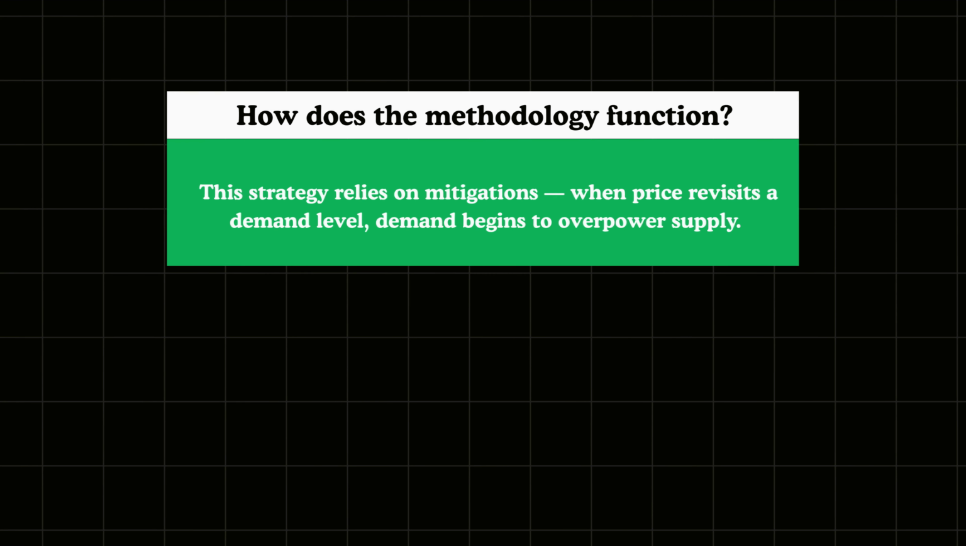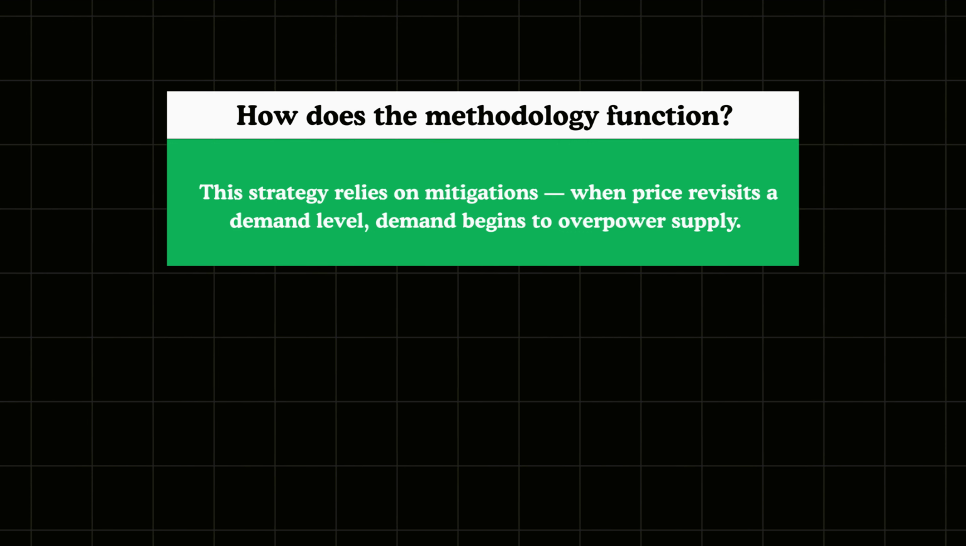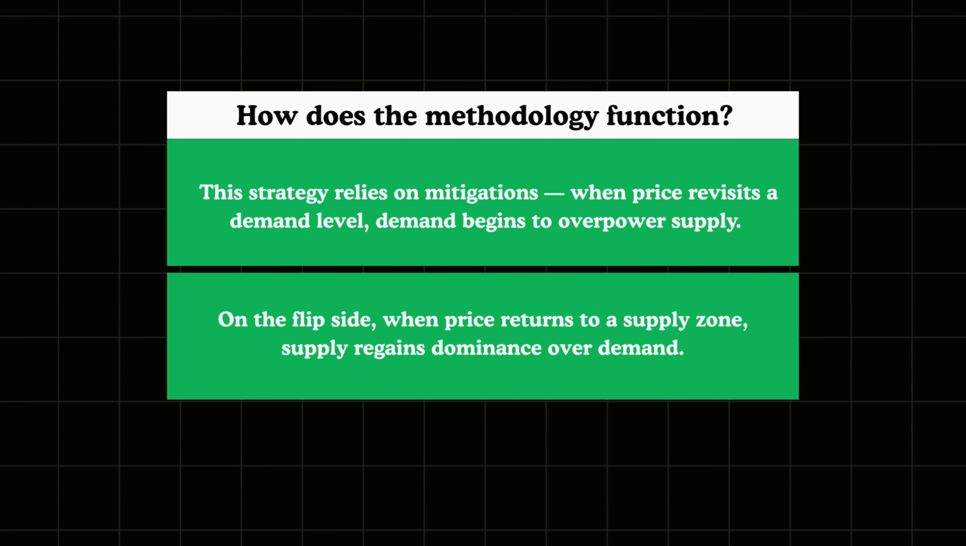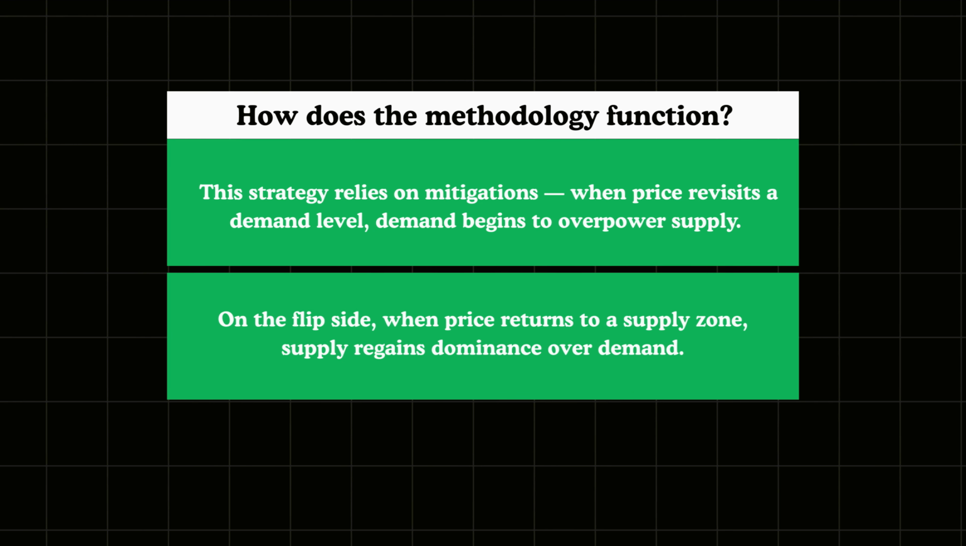So, how does the methodology function? This strategy relies on mitigations. When price revisits a demand level, demand begins to overpower supply. On the flip side, when price returns to a supply zone, supply regains dominance over demand.